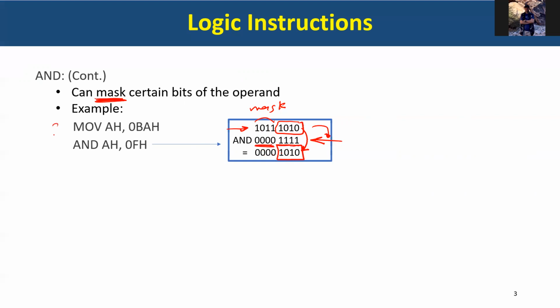And in that example here, AH has such a value in the beginning. After this operation, AH will be 4 zeros, then 0, 1, 0, 1, 0. Okay.